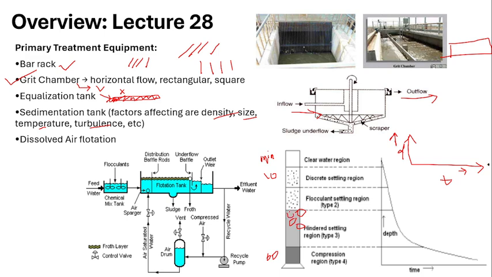Each particle is of different size. So again the velocity of settling will decrease slightly. The rate will decrease. And finally what happens? They will again come to the compression region. Once they are reaching the end of this stage, the settling will be faster. So these are the different regions of settling in the sedimentation tank.